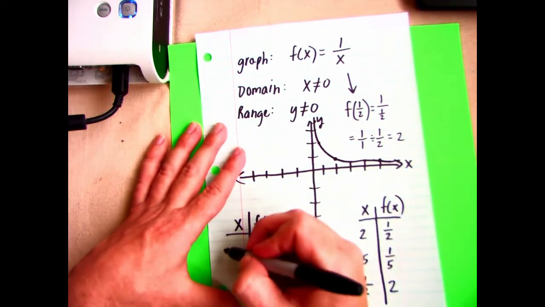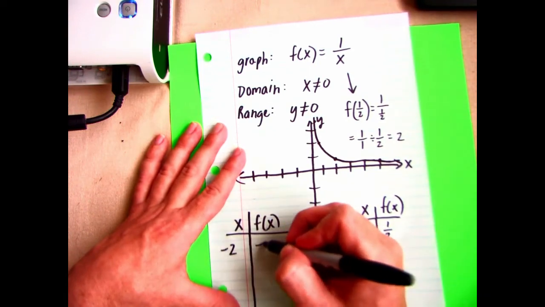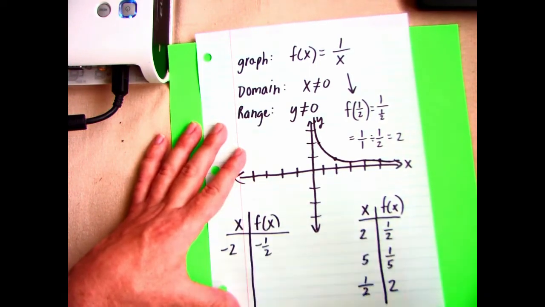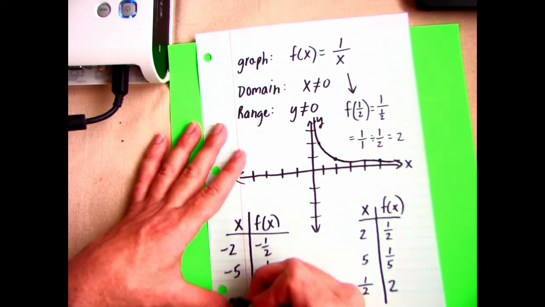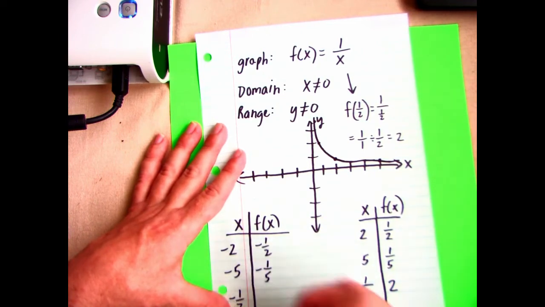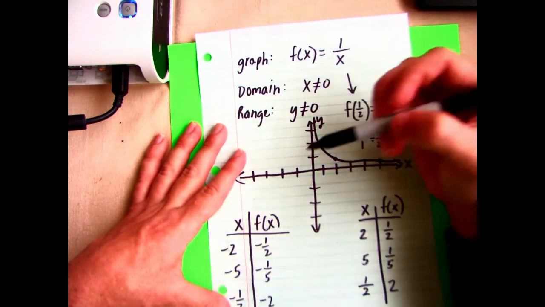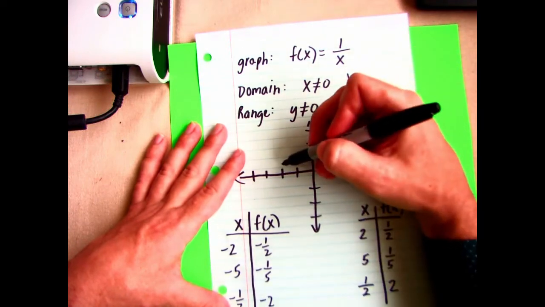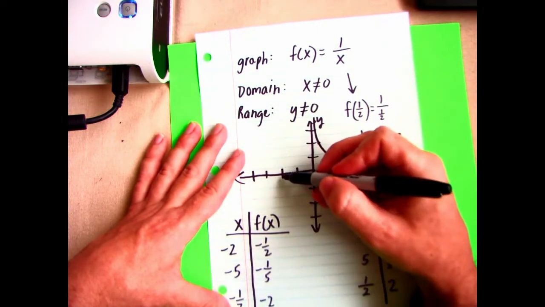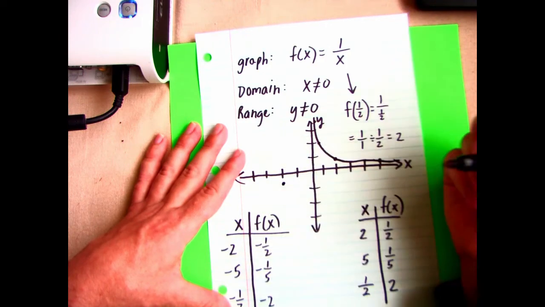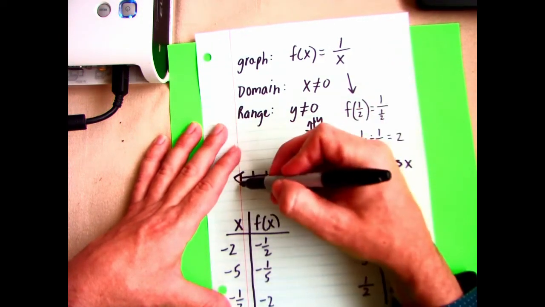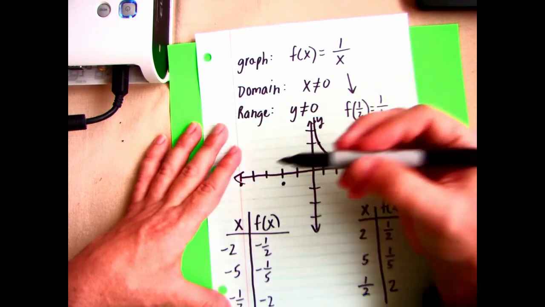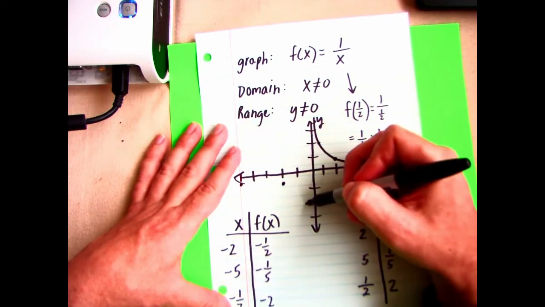Let's try some negative x values. When x is negative 2, f of x is negative 1/2. When x is negative 5, f of x is negative 1/5. When x is negative 1/2, f of x is negative 2. So we plot those points. These points are all going to be in the lower left quadrant.